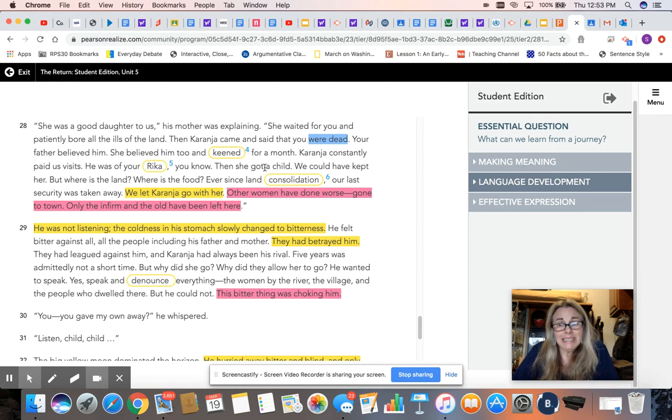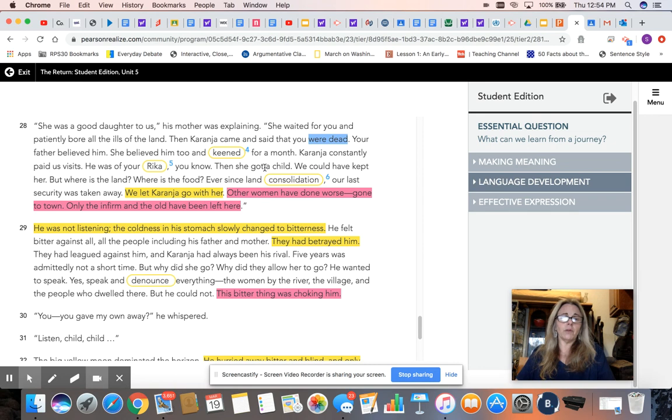So now, in her defense, she thought he was dead. She was trying to provide for herself. If you notice, she had to live with Camus' family. So this might indicate that women had to have a family to survive. And so that's what she's thinking of, especially if she's got a baby. She's trying to survive. So that could be why she went off with Karanja.